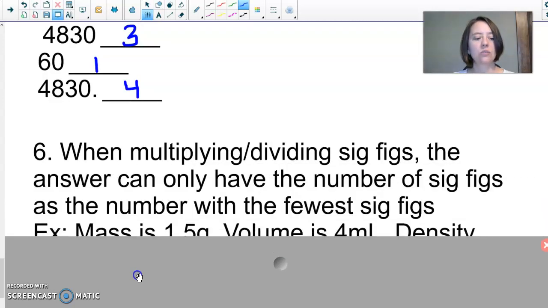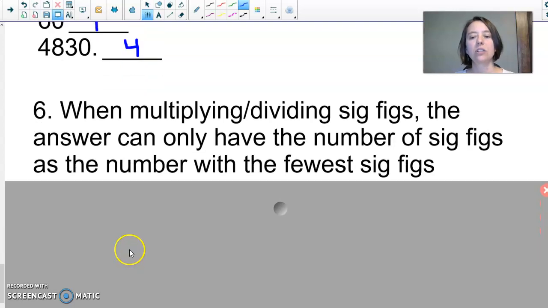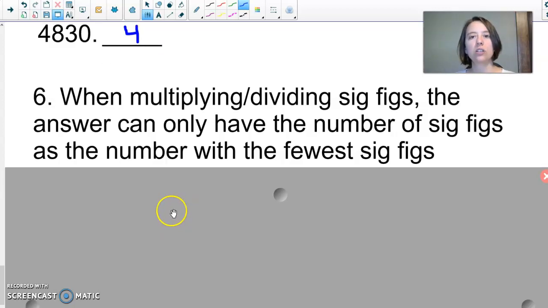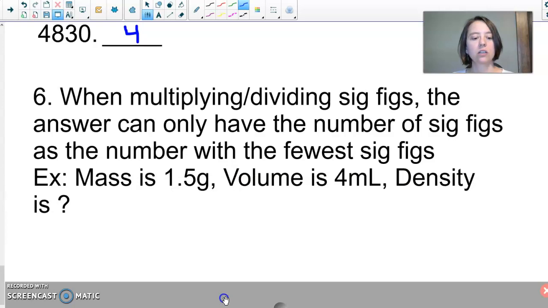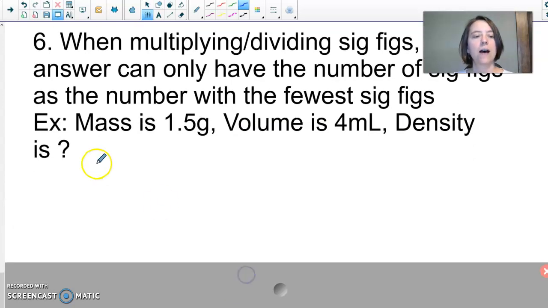Okay, looking at rule number 6. When multiplying and dividing significant figures, the answer can only have the number of significant figures as the number with the fewest significant figures. So our answer is only as good as our weakest link, as our least precise number. So let's go through an example. So please write that down, and then let's talk about this question.